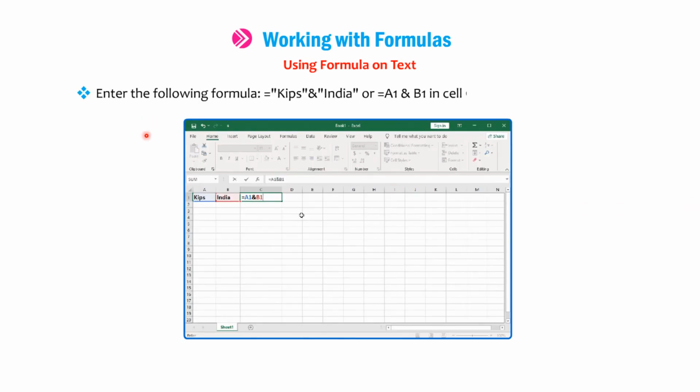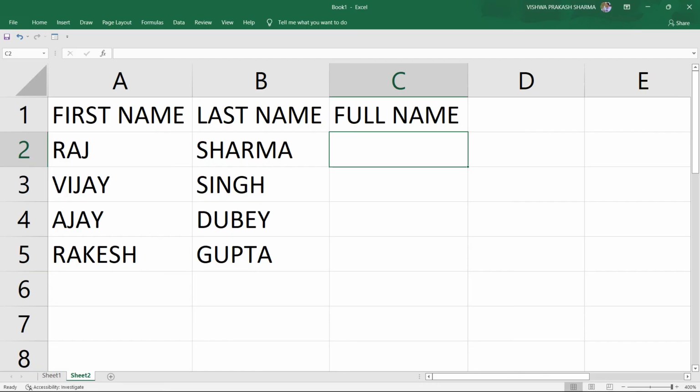Just enter one word in A1 and a different word in B1, and write in C1 equals A1 ampersand B1. When you press enter, you will see a single name appear in C1. It joins both words, and this concept is known as concatenation.